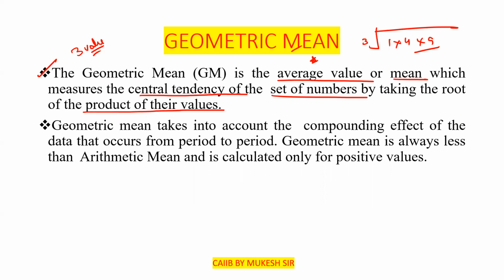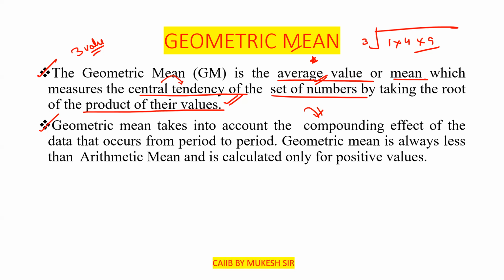So what is the geometric mean? It is the average value or mean which measures the central tendency of a set of numbers by taking the root of the product of their values. The geometric mean takes into account the compounding effect of the data that occurs from period to period.